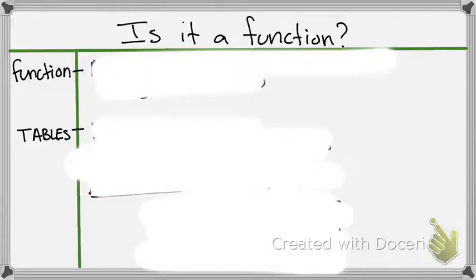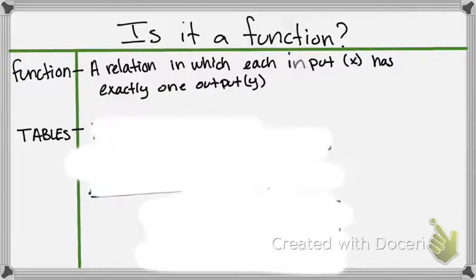In today's video, we're going to be talking about functions. A function is a relation in which each input has exactly one output. So every x has only one y. We're going to look at 4 representations: tables, ordered pairs, mapping diagrams, and graphs to see whether each representation is a function.